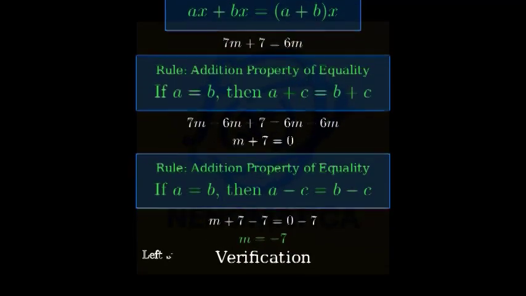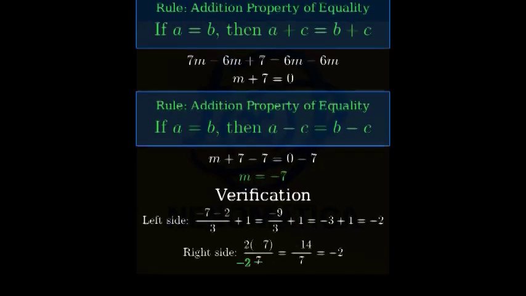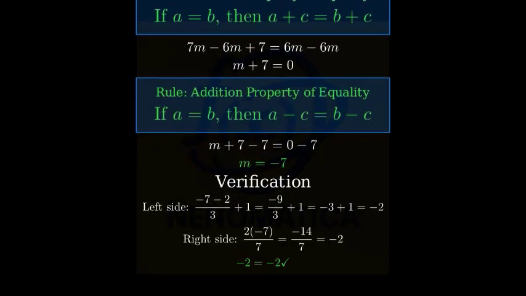Let's verify our answer by substituting m equals negative 7 back into the original equation. On the left side, we have negative 7 minus 2 over 3 plus 1. That's negative 9 over 3, which is negative 3, plus 1, which equals negative 2. On the right side, we have 2 times negative 7 over 7, which is negative 14 over 7, which equals negative 2. Since both sides equal negative 2, our answer is correct.